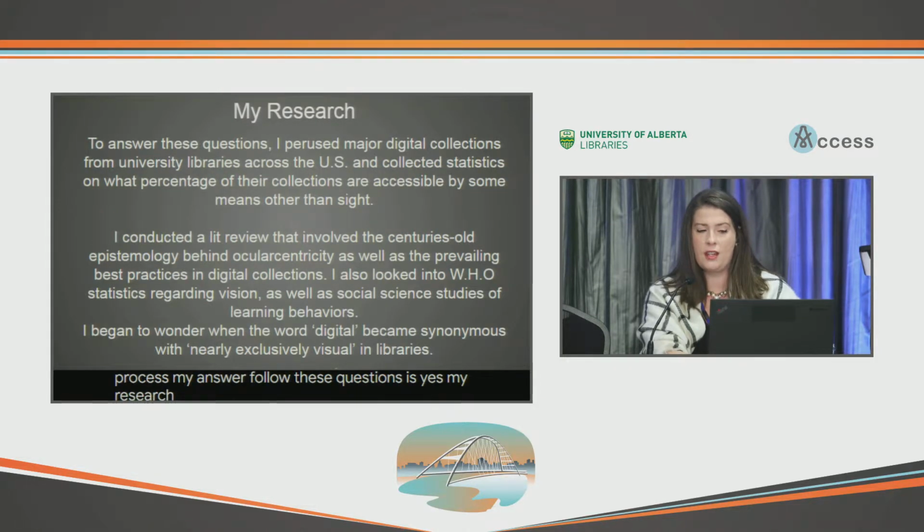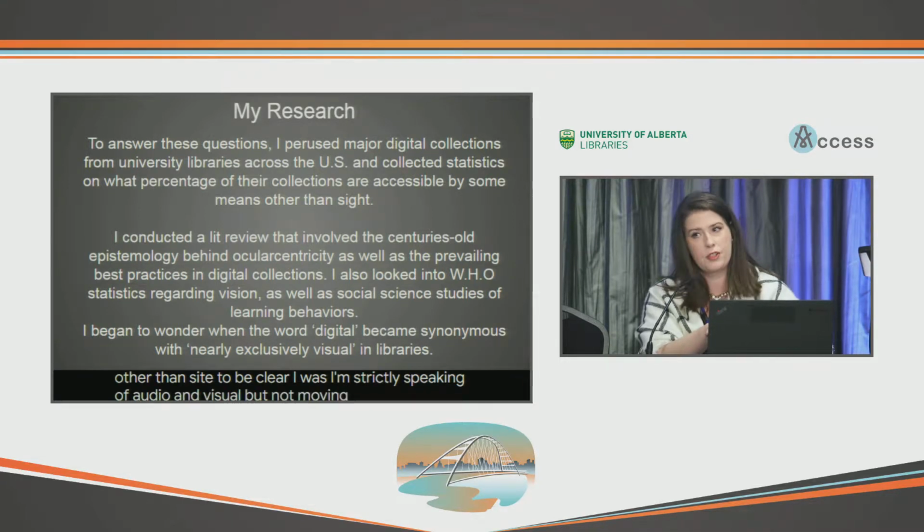My research. To answer these questions, I perused major digital collections from university libraries across the United States, as well as some state libraries, and I collected baseline statistics on what percentage of their collections are accessible by some means other than sight. To be clear, I'm strictly speaking of audio and visual, but not moving image.